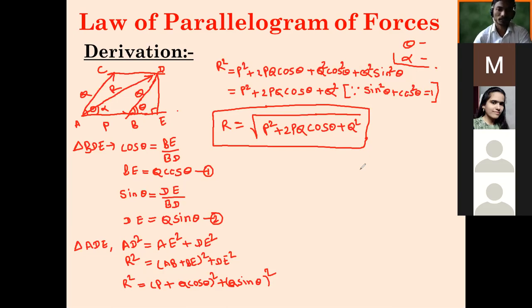Angle between two forces. Here theta is the angle between two forces. So in whatever examples we have solved earlier, that theta was the angle made by the resultant.